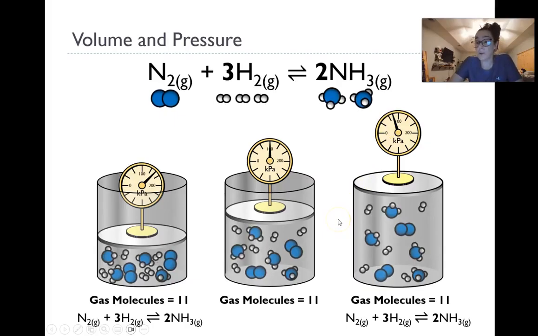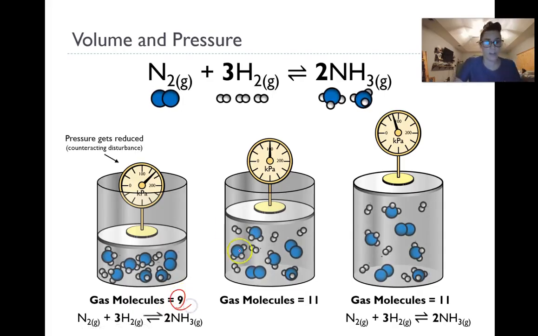So how is the system going to counteract and respond to both this increase and decrease in pressure? Well, the container that has higher pressure is going to want to shift to the right because the product side has fewer gas molecules. So it's going to shift to the right until equilibrium is reestablished. It's going to use up some more reactant molecules to make this NH3 because there are fewer molecules of gas that way. So now instead of having 11 gas molecules, it has 9. So the pressure is going to be reduced in this scenario, counteracting the disturbance. You can see how the pressure is going down now.